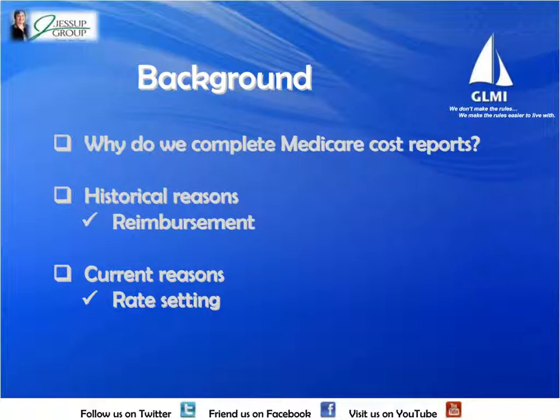So to begin, I thought we'd just spend a minute on some of the history behind the cost report and why we complete it. Historically, home health was a cost-based program, and so the cost report was calculated so agencies could settle up once a year with Medicare, and either they repaid money or they got paid a settlement based on whether their cost was more or less than what they had been reimbursed throughout the year. Currently, Medicare uses the information for rate setting, and that is the main reason for us having the cost report to file.